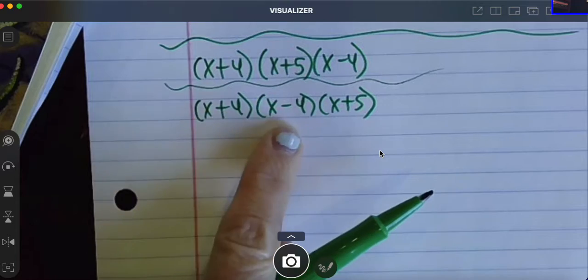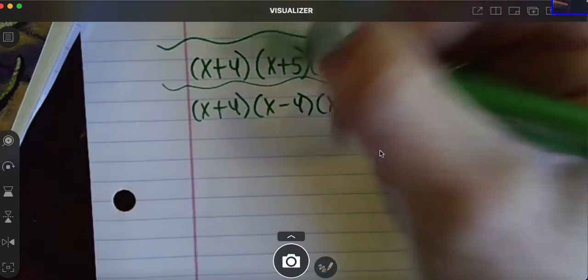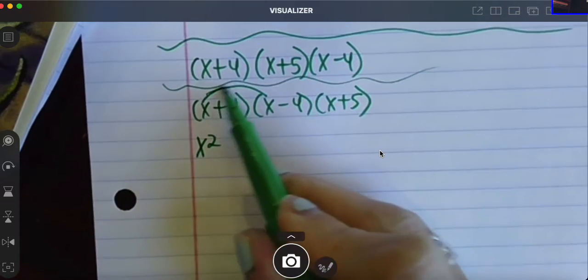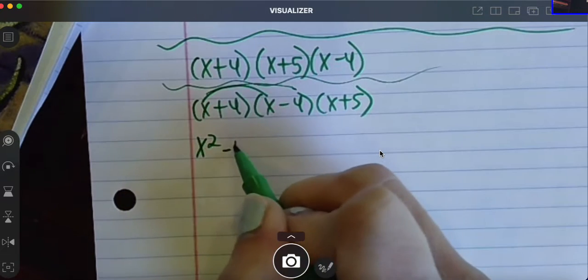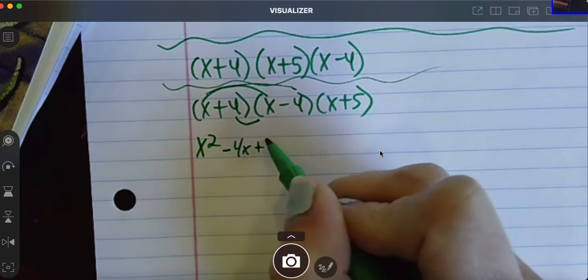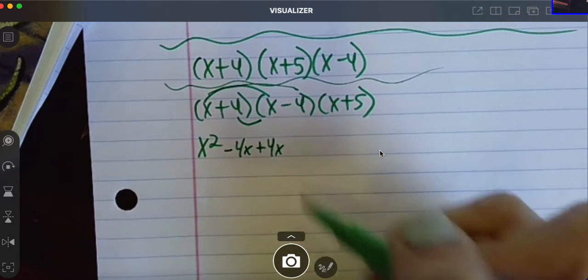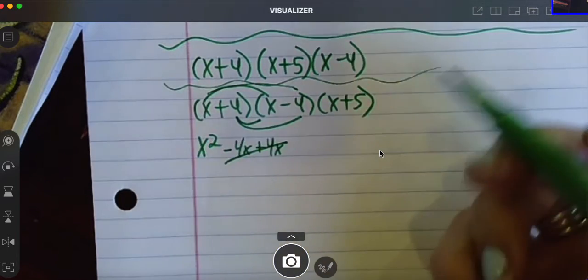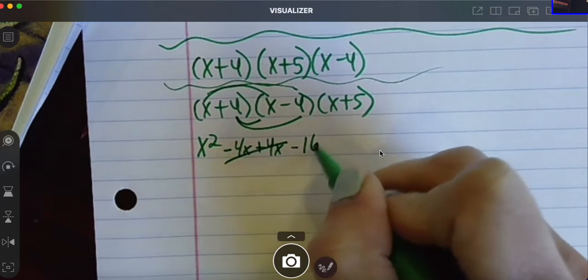All right, let me just look at these two. So what's x times x? X squared. What's x times negative 4? Negative 4x. Watch what happens. What's 4 times x? 4x. And what happens with those? Cancel out. Yeah, that's why we did that. Okay? And then what's 4 times negative 4? Negative 16.